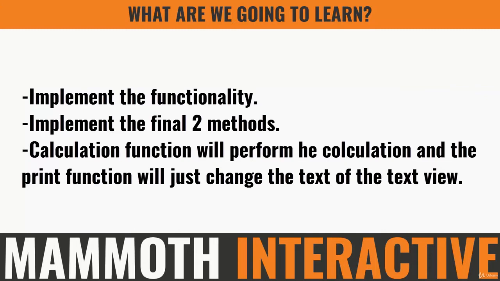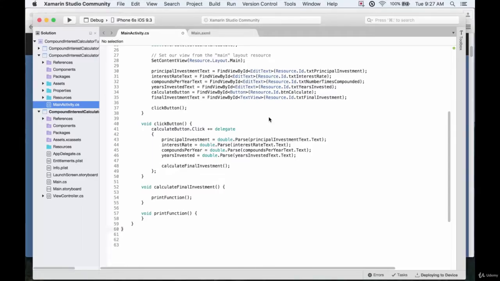This is going to give our final investment the value by using the formula that we saw on the website. And the print function will just change the text of the text view to display our final value and some kind of a message. So now we have the skeleton of our code fully set up.